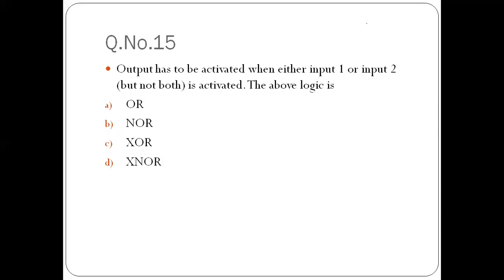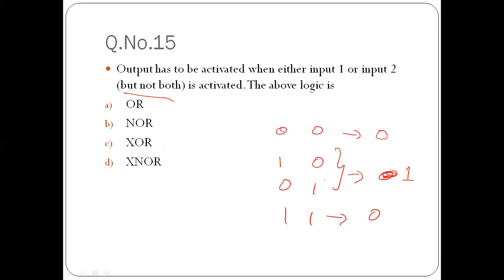Output has to be activated when either input 1 or input 2 is activated. The above logic is. So here they have given the output has to be activated when either one of the input is activated, and when both the inputs are activated, it should be 0. Okay. So this logic, sorry, here it should be 1. So the output has to be activated when either input 1 or input 2 is activated. So this logic truth table corresponds to XOR. So option C is the correct answer.